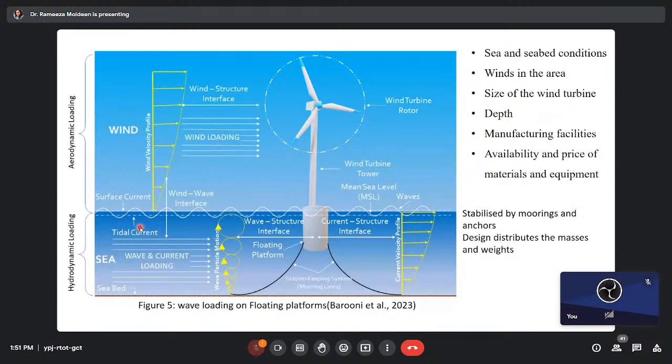And then there is a tidal current and the tidal elevation. That is, when the tide comes, it increases and decreases. Wave current loading, and this is the wind loading. So all these features have to be taken into consideration.